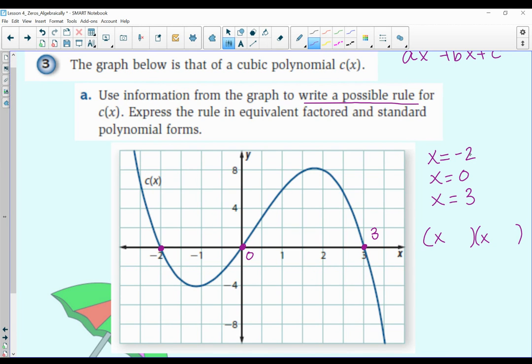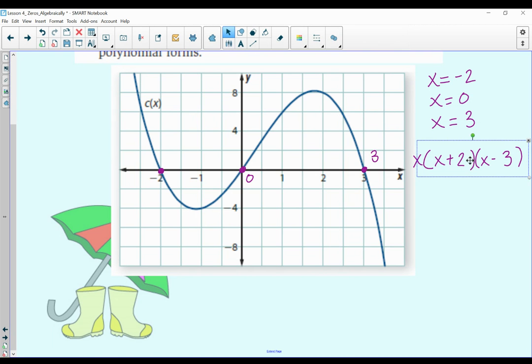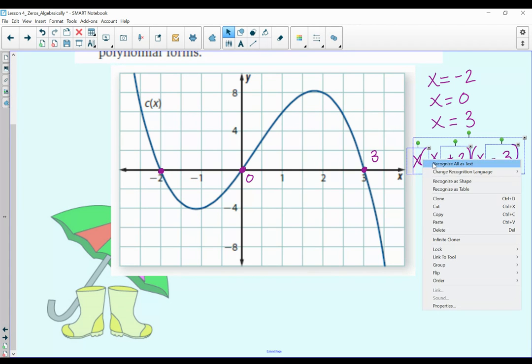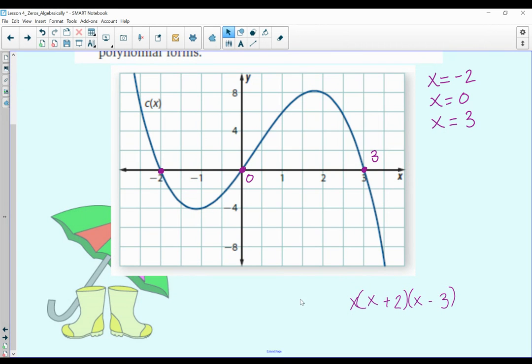And if that's the case and it's just the opposite when we put it in, this means that this came from x plus 2. And x equals 3 means that came from x minus 3. And x equals 0 means it came from x. So a possible rule for c of x in factored form would be x times x plus 2 times x minus 3.